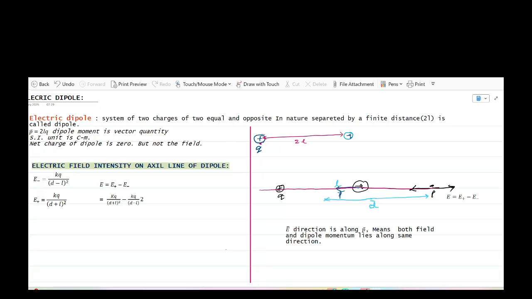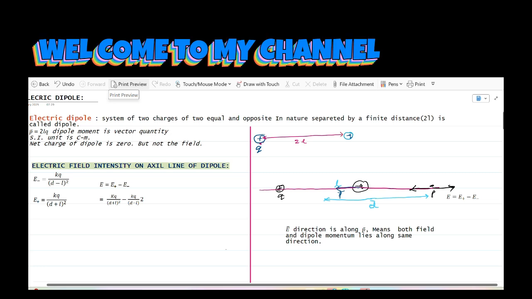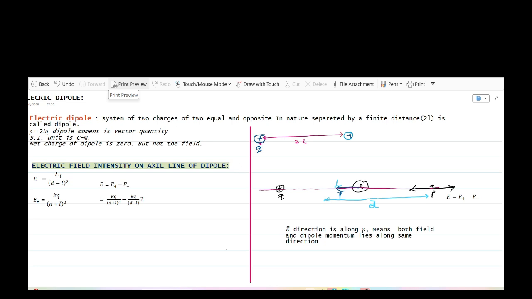Yes, guys. Now, before we start the problems on force and dipole, first of all, the linking concept related to electric dipole.